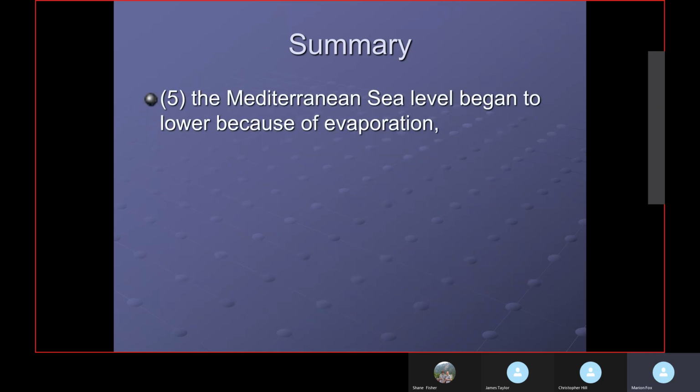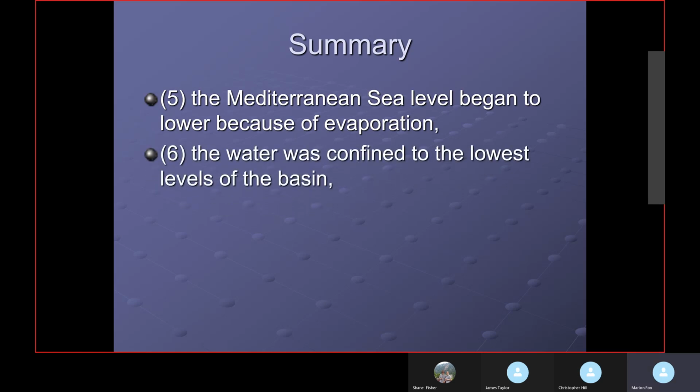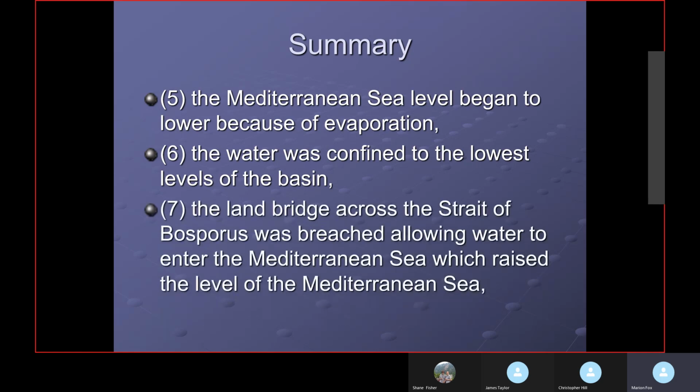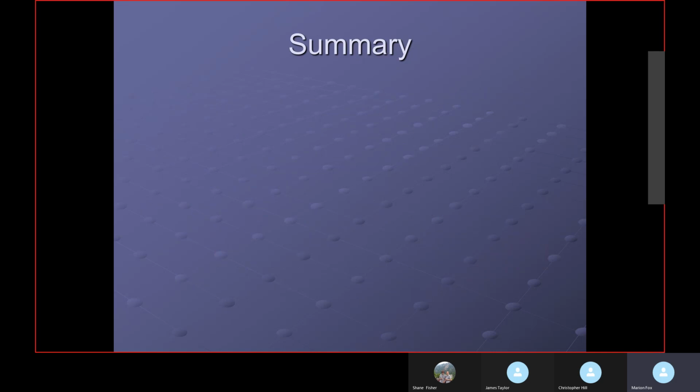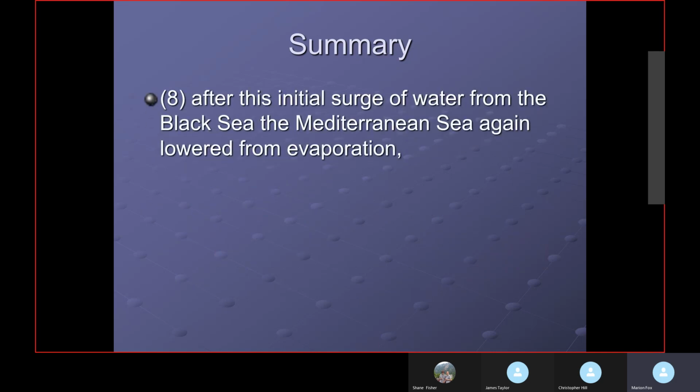The Mediterranean sea level began to lower because of evaporation. Water was confined to the lowest levels of the basin, and the water was very salty, with a lot of brine, magnesium chloride. The land bridge across the Strait of Gibraltar and Bosphorus was breached, allowing water to enter the Mediterranean Sea, which raised the level of the Mediterranean temporarily. And then the evaporation began again. After the initial surge of water from the Black Sea, the Mediterranean Sea again lowered from evaporation. It doesn't have enough water to replenish it.